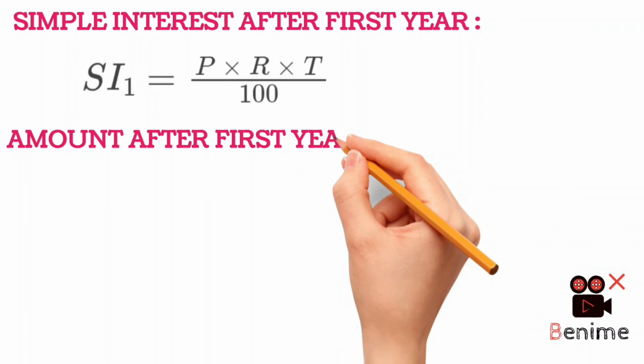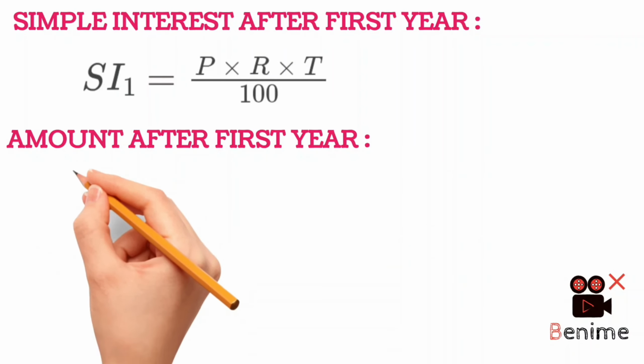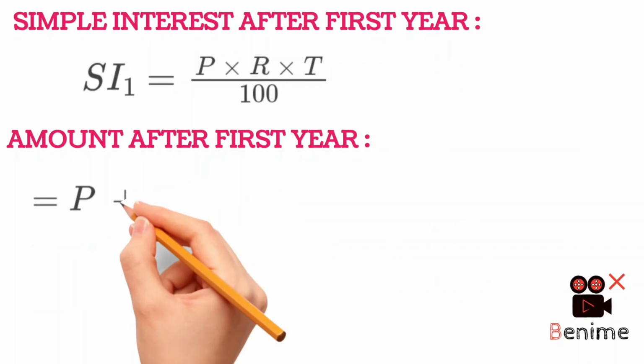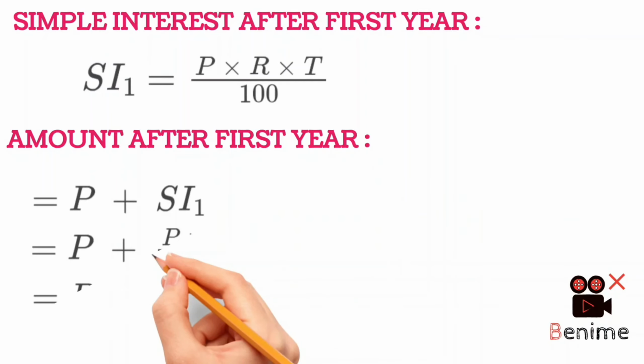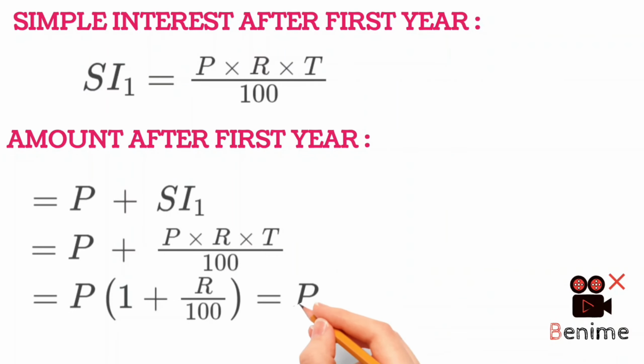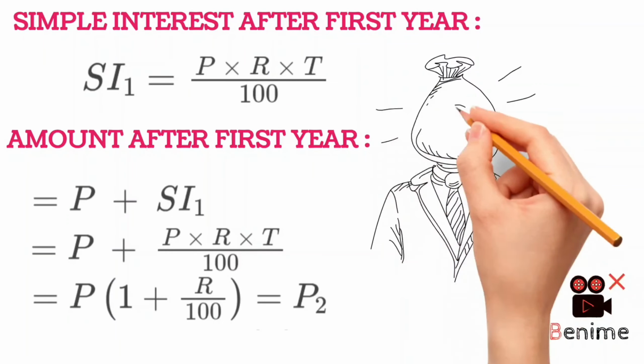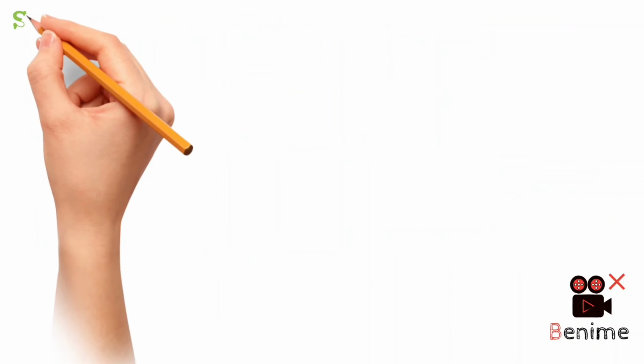Now, the amount after the first year will be P plus SI1. If we put the value of SI1, we get P plus PRT by 100. Now if we take P common, we get P into 1 plus R by 100, where T equals 1. This value I will call P2.